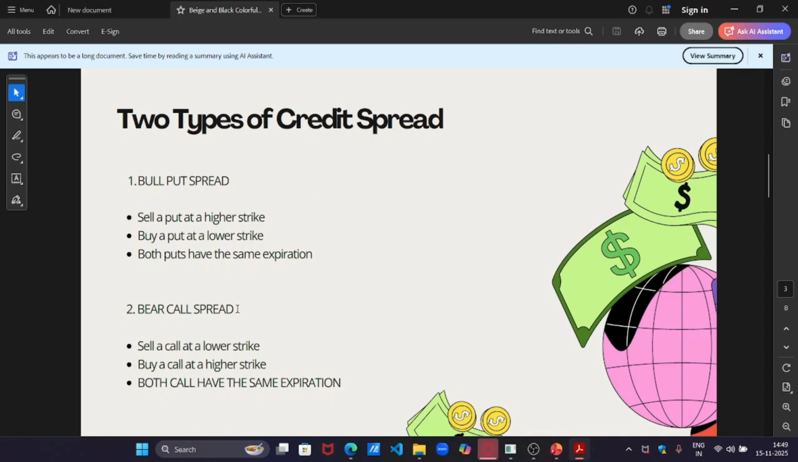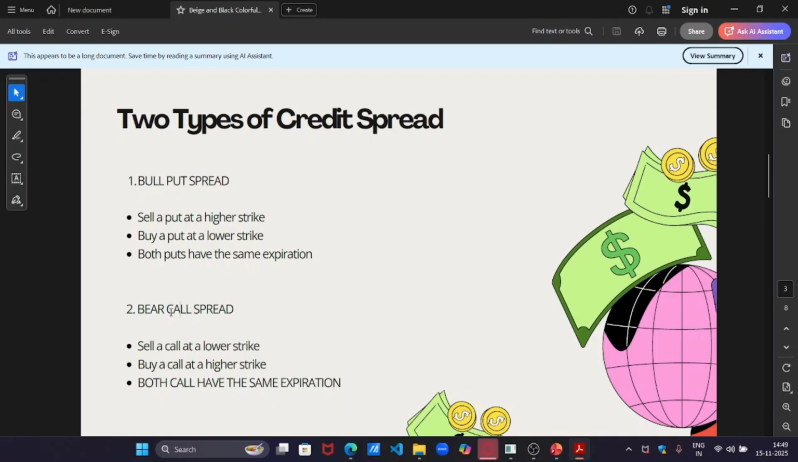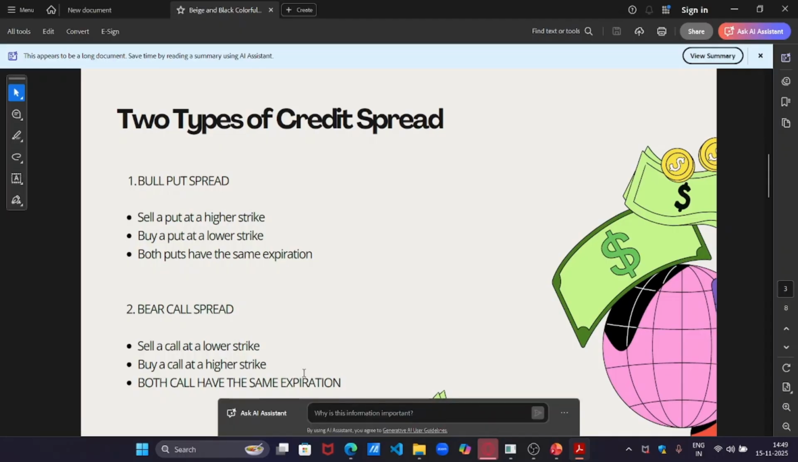Similarly, the bear call spread. In this one, you have a bearish view, that is, you have a view of downwards. You are biased towards the downside of the market, and you will be creating legs on the call side. So you will be selling and buying call options to make this spread, which has more than one leg. Now you will be selling a call at a lower strike and buying a call at a higher strike.